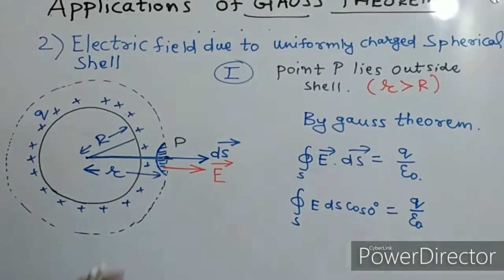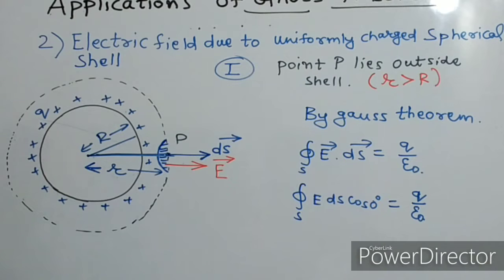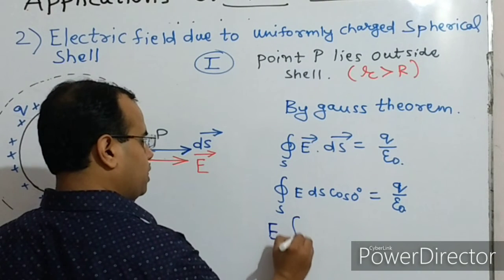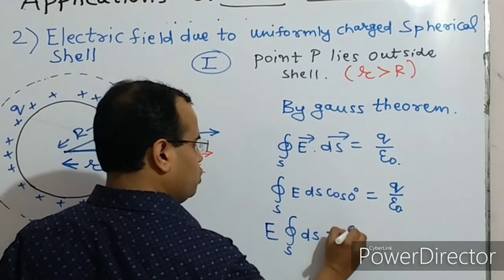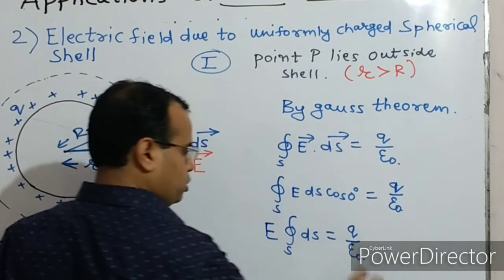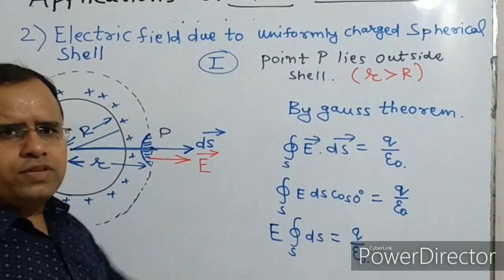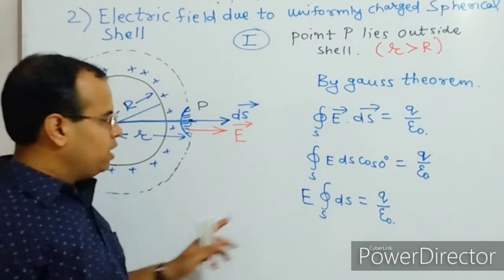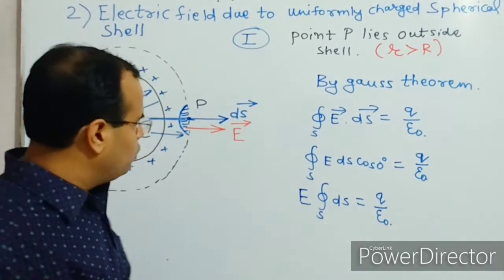Now, because this is the Gaussian surface, at each and every point of the surface the electric field is constant. So you can take it outside, and cos 0 is 1, so you get E times closed surface integral ds equals q upon epsilon naught.